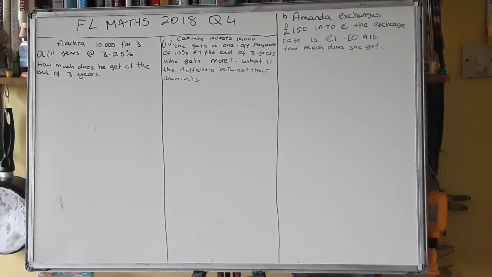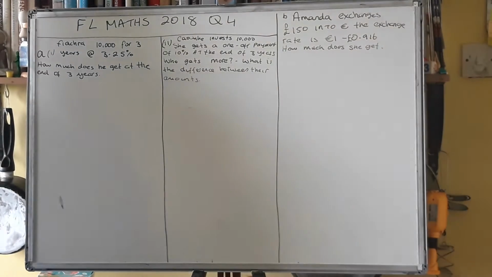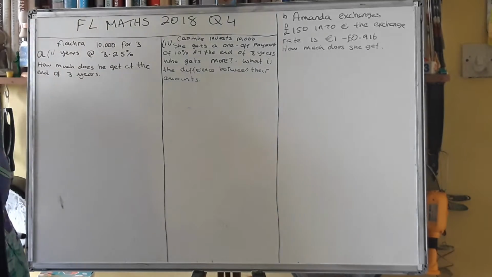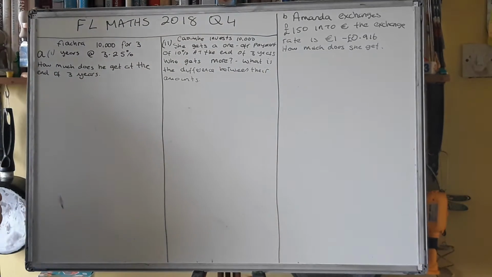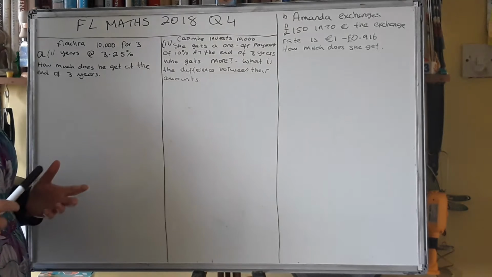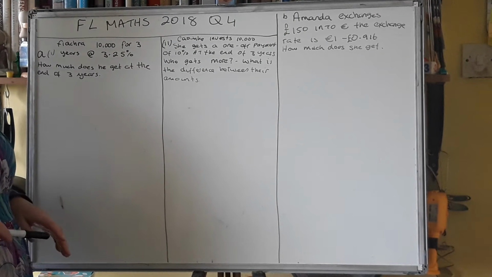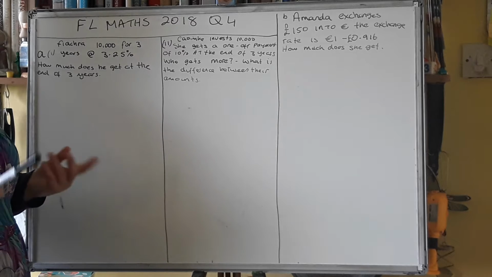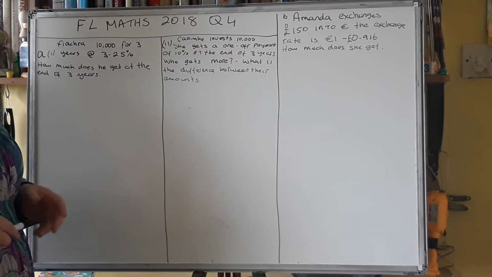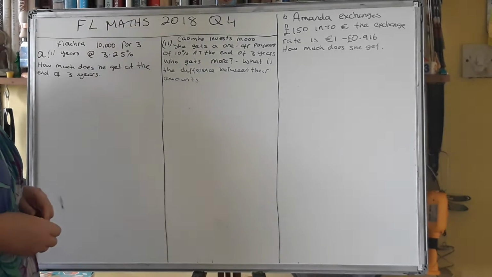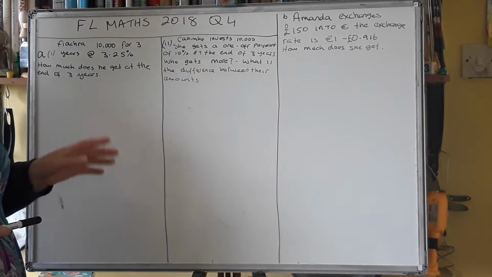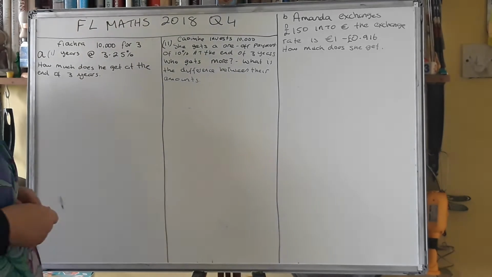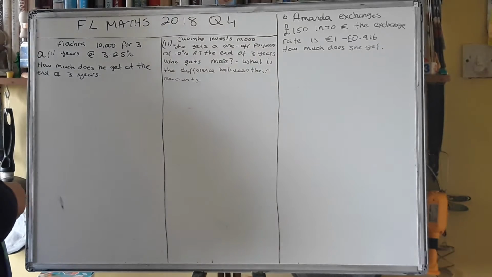Okay, so this is the Foundation Level Maths 2018 paper, and we're on to question 4. During the video, I'm going to go through the whole question. Pause it at any time to have a go of it, and then press play to see if you did it right, okay? So you can pause it after each question, have a go at the question, and then press play again. So we have A, part 1.